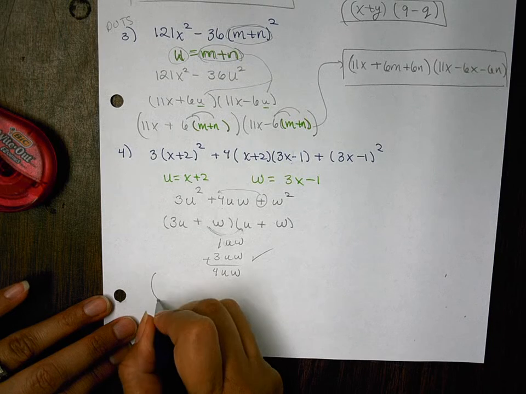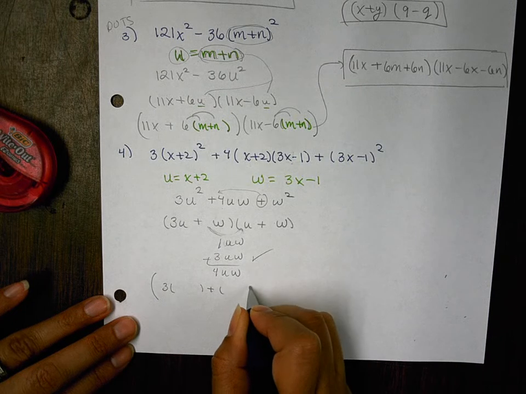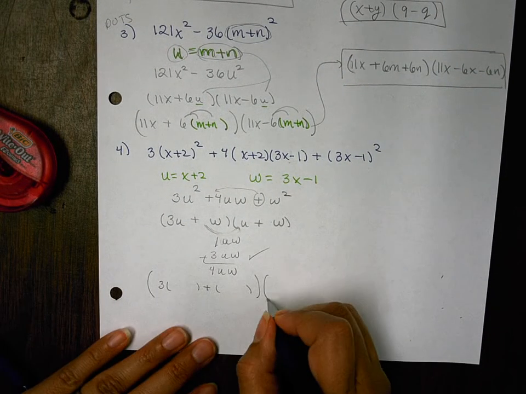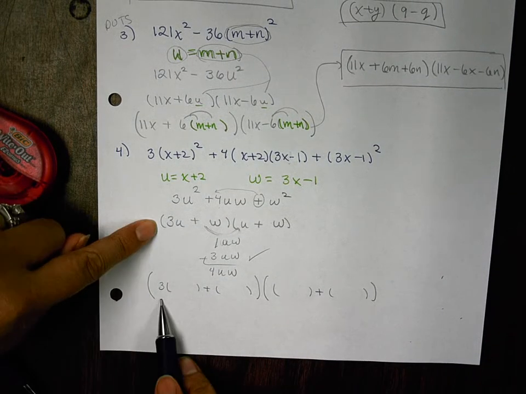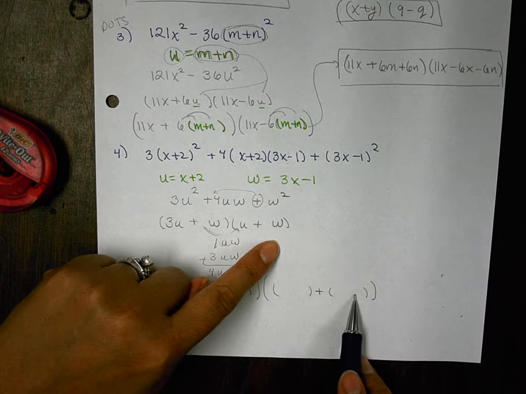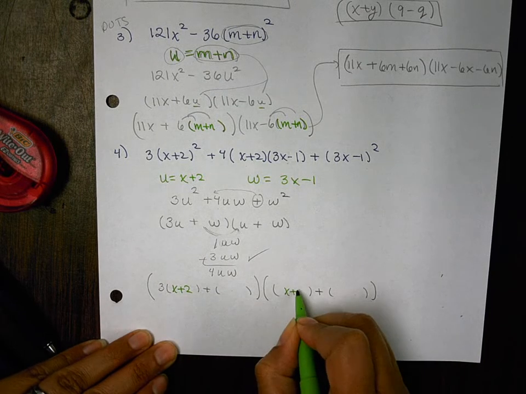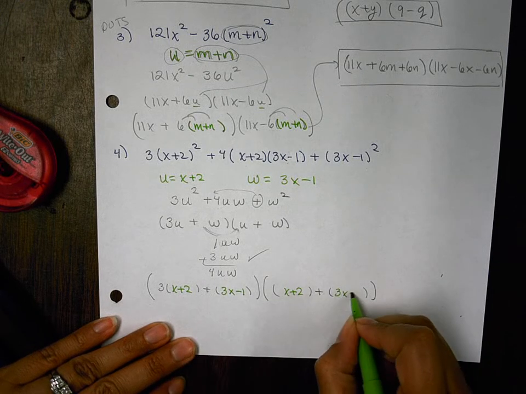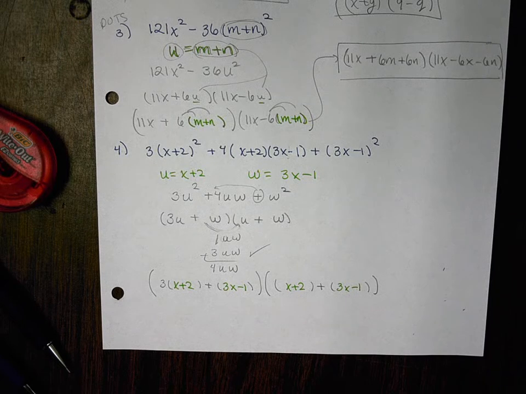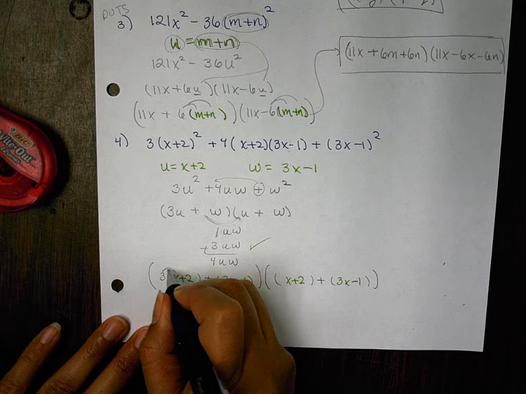So it's going to look like this, big parentheses, 3 little parentheses plus little parentheses, big parentheses, big parentheses, and then little parentheses plus little parentheses. So this is just the 3u and then w and then u and w. So I'm going to plug them in now. U was x plus 2 and x plus 2, and w is 3x minus 1 and 3x minus 1. And remember what I said earlier, no nested parentheses. You have to distribute, combine like terms, and so forth. So if you left your answer like this, it would be wrong. You do have to distribute here.